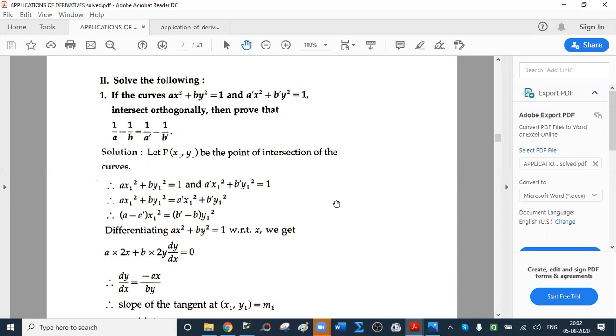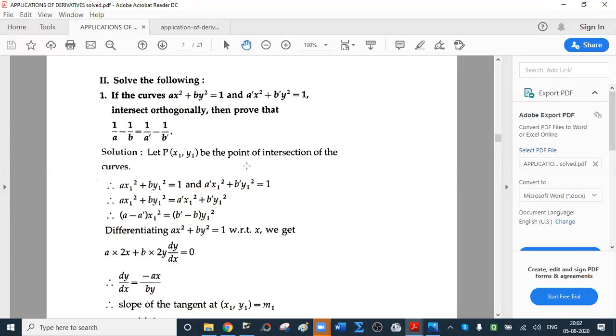Second part, first sum. If the curves ax square plus by square equal to 1 and a dash x square plus b dash y square equal to 1 intersect orthogonally, then prove that. Now what do you mean by orthogonally? Orthogonally means at right angles. We have to prove that 1 upon a minus 1 upon b equal to 1 upon a dash minus 1 upon b dash. Solution.